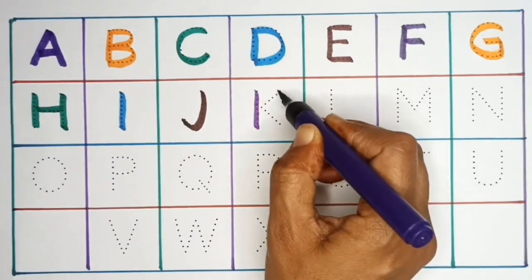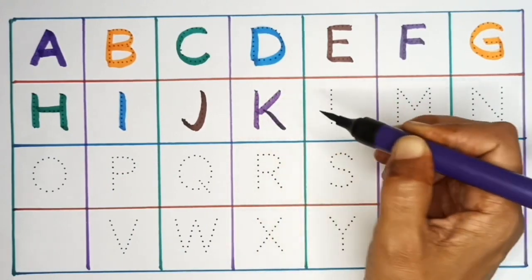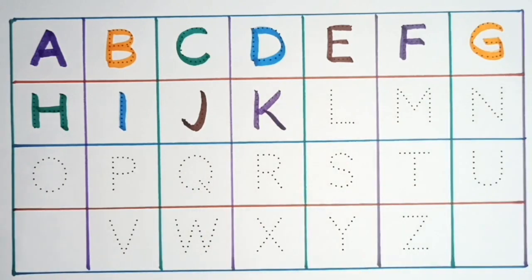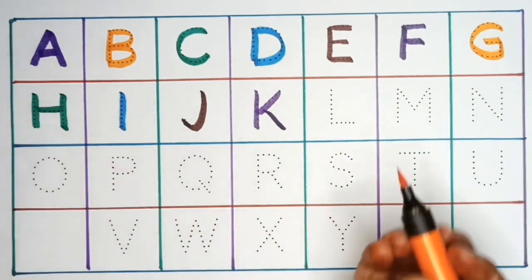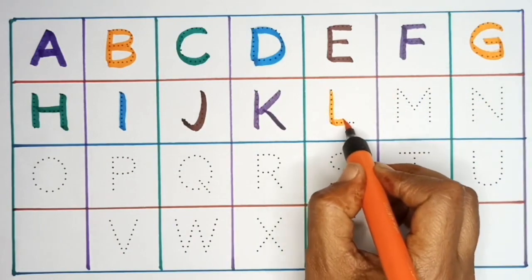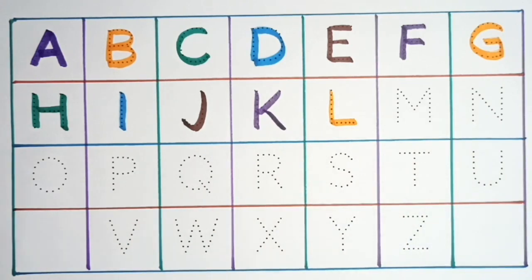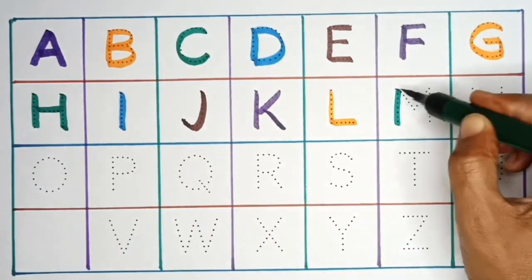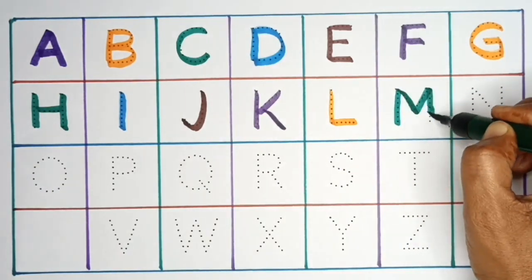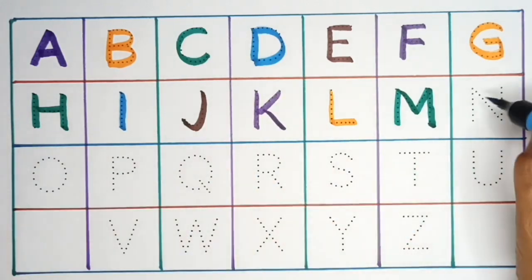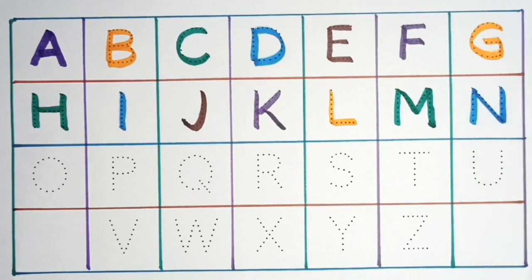K, K for kite. Purple color. L, L for lion. Orange color. M, M for monkey. Green color. N, N for nest. Blue color.